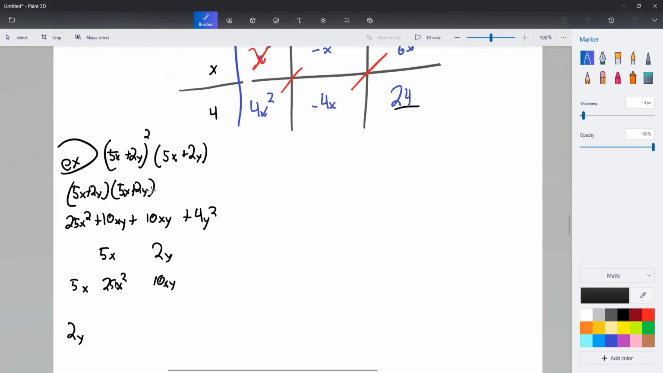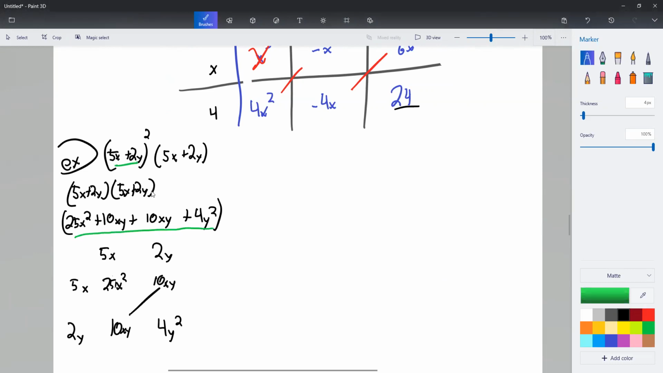10xy, 4y squared. You don't really need it so much because you can already pretty easily see that those are like terms and you can add them, but it is a different way to go about it. So either way, this is going to be our answer. All of this is equal to this.